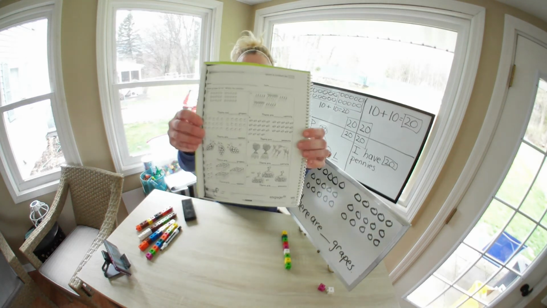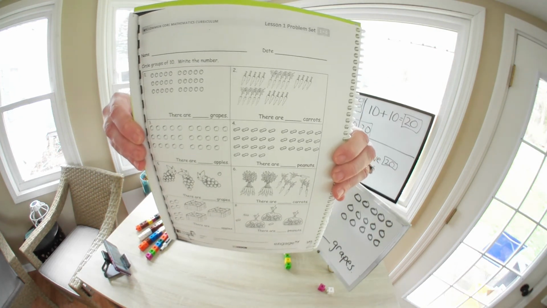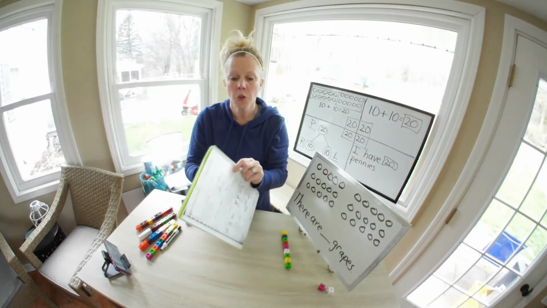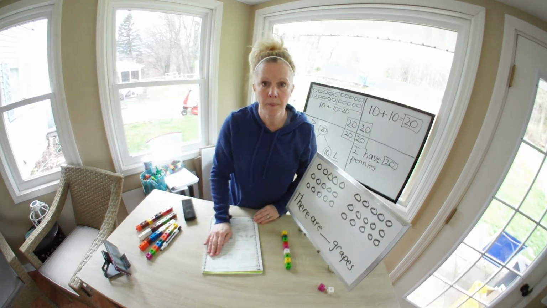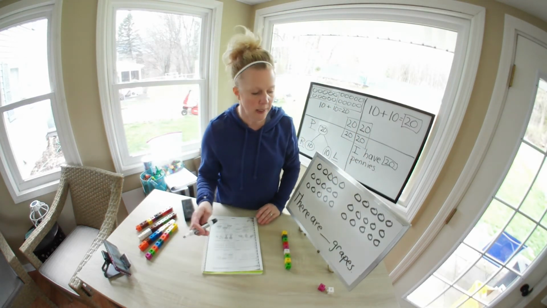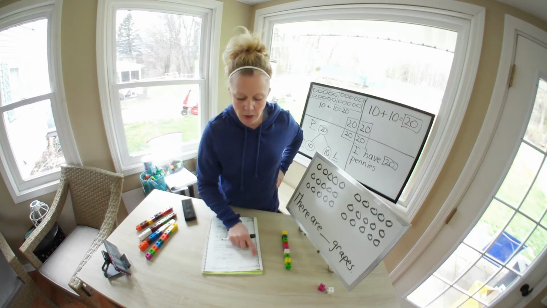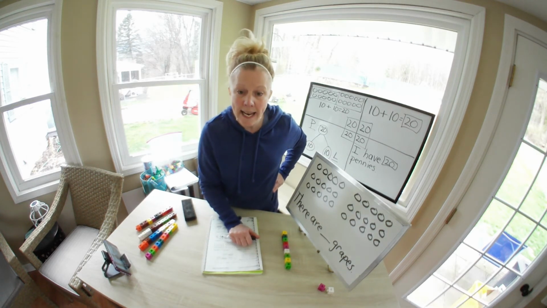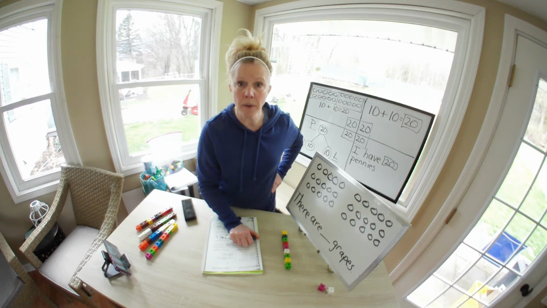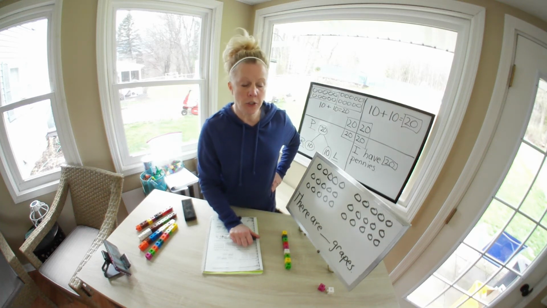So the page looks something like this. So we're going to take the first one together. Now, I hope you have your pencil handy. What it's asking us to do is says circle groups of 10 and then write the number. So that's exactly what we're going to do.